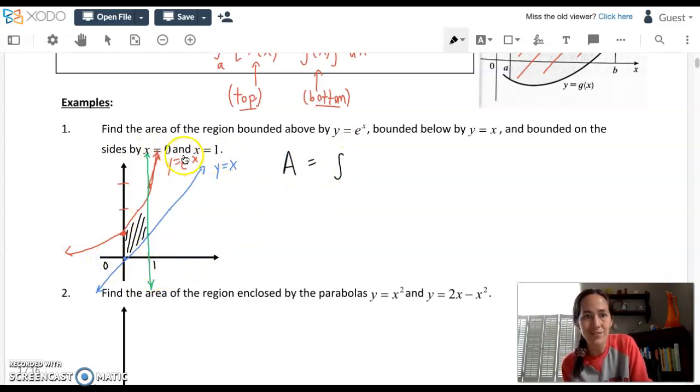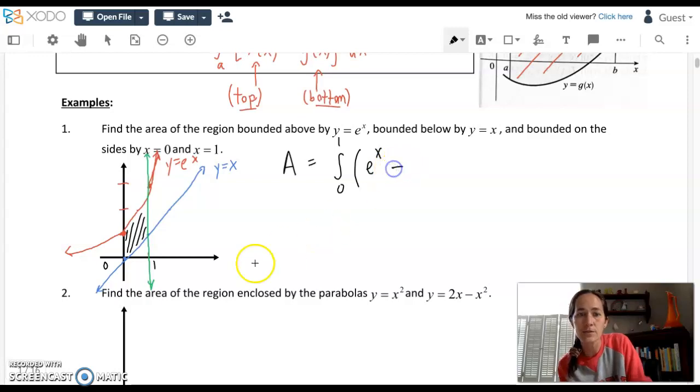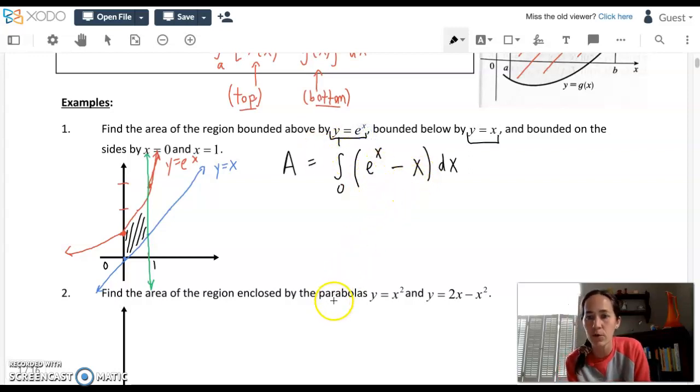And we were kind of nicely gifted those two values in the problem, from 0 to 1 sideways. What function bounds the shaded region from the top? Well, e to the x, the red graph. So e to the x is your top function, minus what function bounds the region from the bottom? y equals x. It's important that both of these equations are solved for y so that you have easy expressions in terms of the variable x for which to integrate.